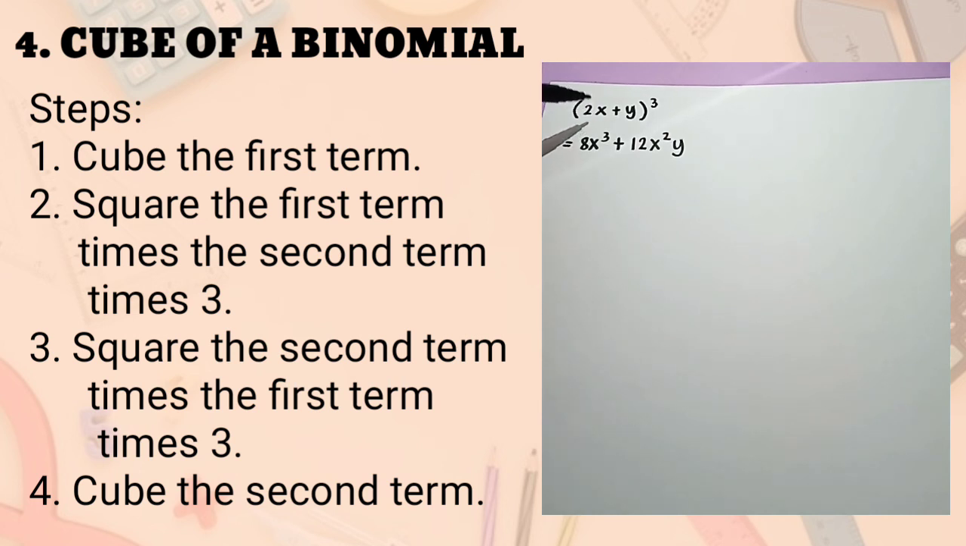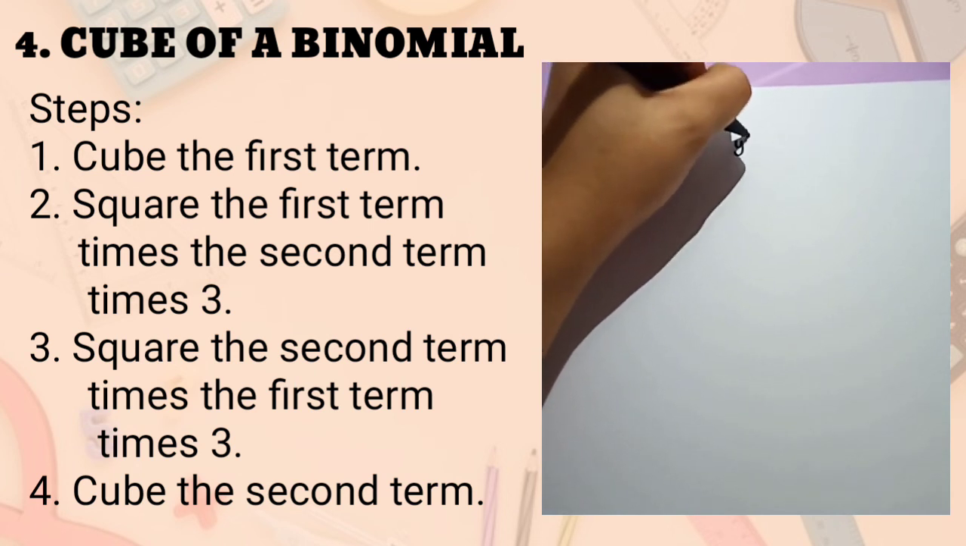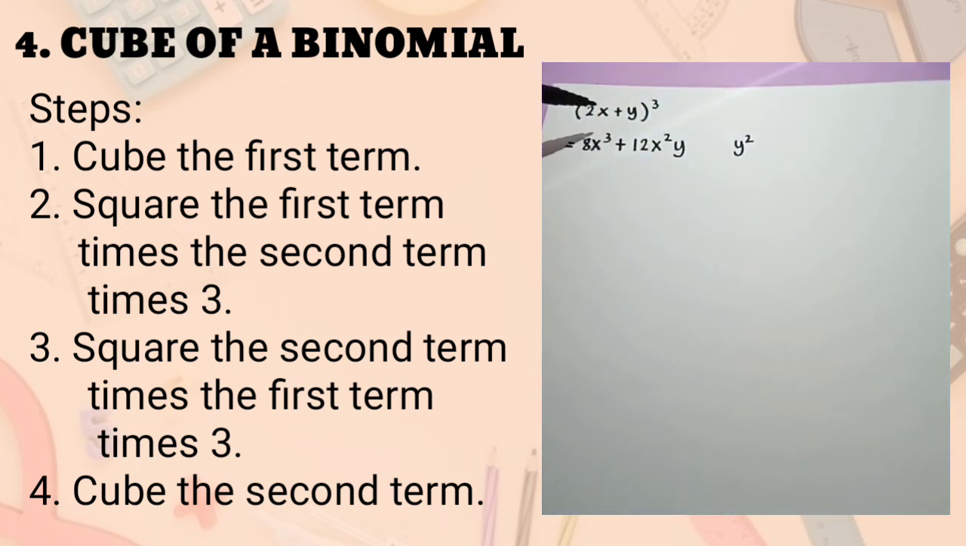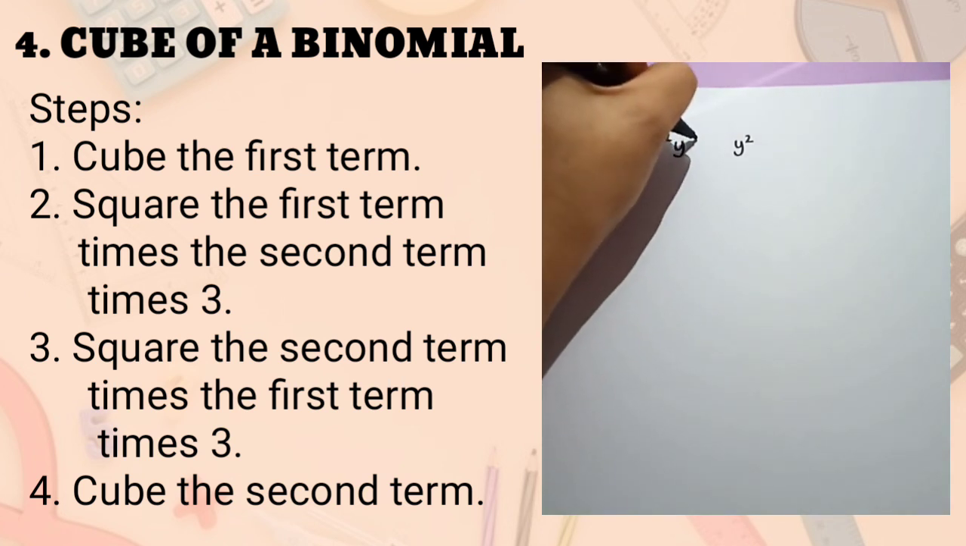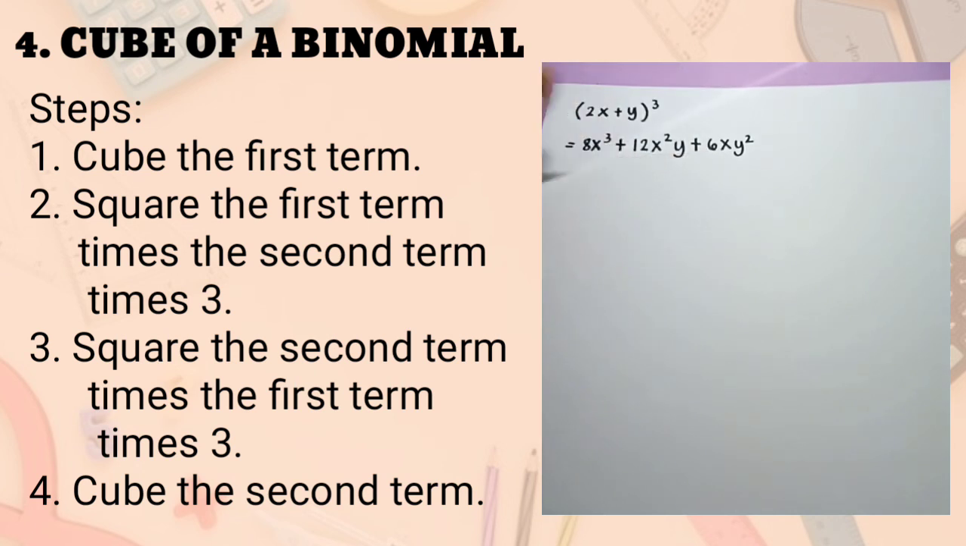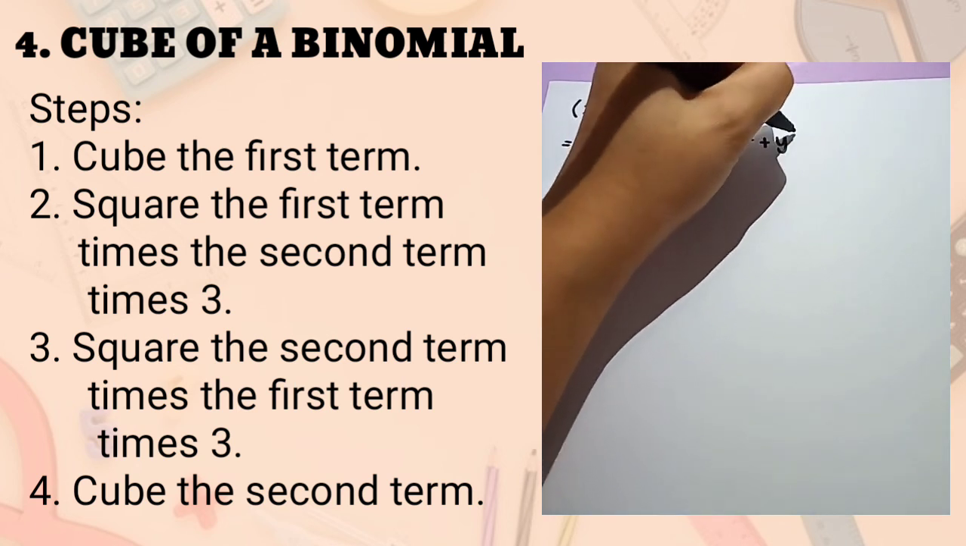Okay? So, third step. I-square natin yung second term. Yan, square natin yung second term. Then, i-multiply natin dun sa first term na 2x. Then, times 3. So, 2 times 3 ay equals to 6. Kaya magiging 6x y squared. Okay? And the last step ay i-cube naman natin yung second term na y. Okay? So, magiging y cube. So, plus y cube.